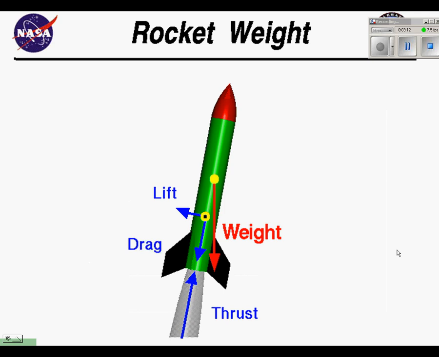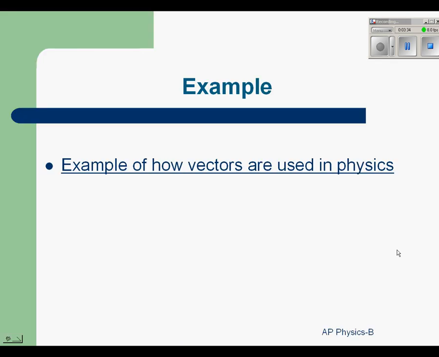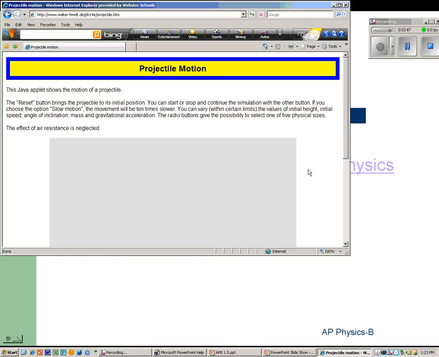Here's a more complicated vector diagram. We do not get into vector diagrams this complicated, but this is just one with a rocket shooting up. You can see all sorts of different things: the weight down, the thrust up, the drag is the air resistance, the lift. So here's just some more vectors that are used or applied to a situation. The things that we're going to be using here are called applets, and we're going to look at an example of this animation, and it shows how vectors are used.